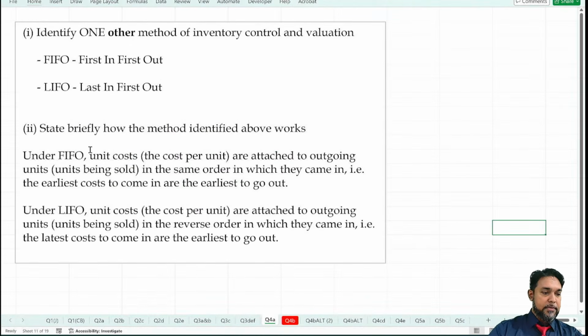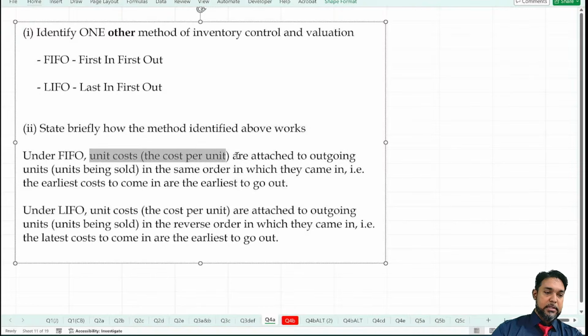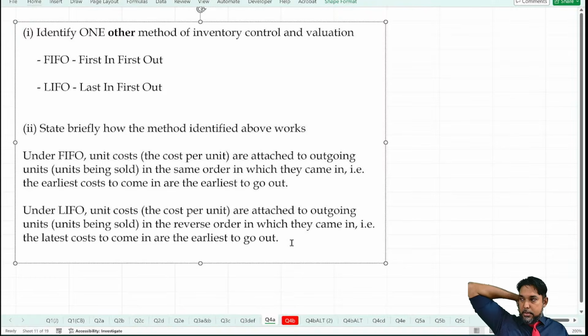All right, so under FIFO, the unit costs or cost per unit are attached to outgoing units being sold in the same order in which they came in. That is, the earliest costs to come in are the earliest to go out. Right, first in, first out. Under LIFO, however, unit costs are attached to outgoing units in the reverse order in which they came in. That is, the latest costs to come in are the earliest to go out. Last in, first out. All right. So those are the answers to that one, right?